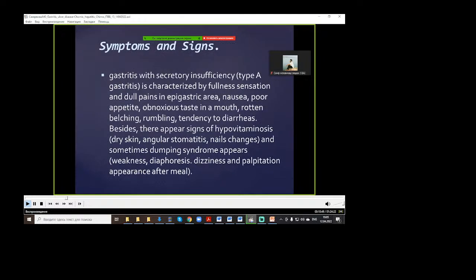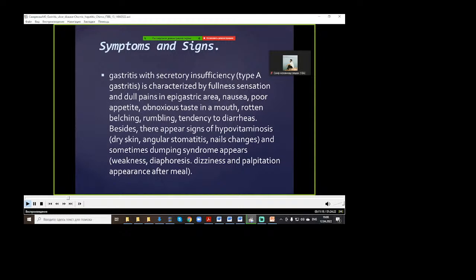Another type of gastritis is characterized by secretory insufficiency. It is type A or autoimmune gastritis, and in this case the complaints will be fullness sensation and dull pains in the epigastric area, nausea, poor appetite, obnoxious taste in the mouth, routine belching, rumbling, and tendency to diarrhea.